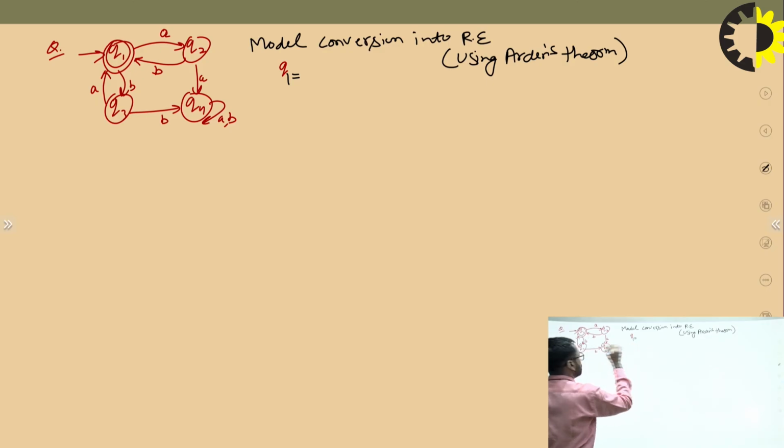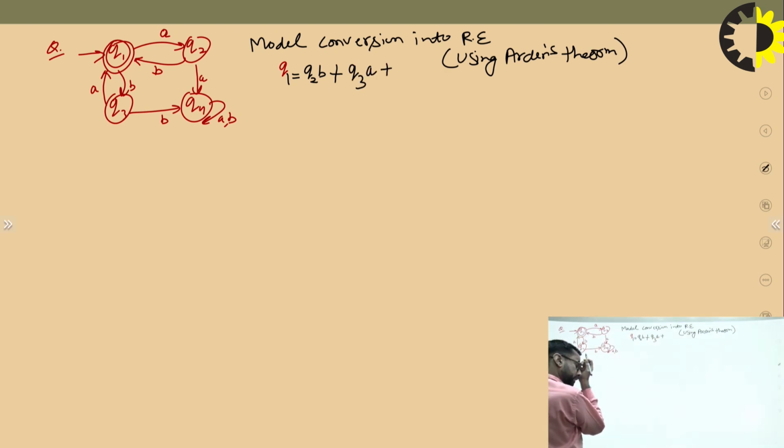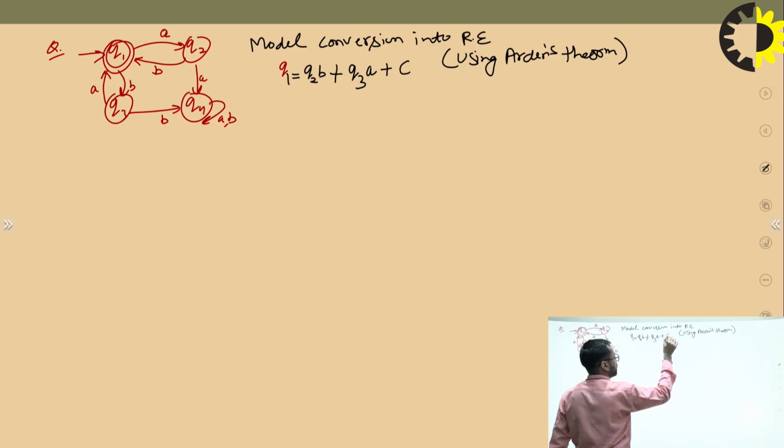We will calculate Q1 from Q2 and Q3. From Q2 it is Q2B, because Q1 is reached from Q2 by the input symbol B. So we write down Q2B plus, from Q3 it is Q3A, because from Q3 after the input symbol A, it goes to Q1. So we write down Q3A, and since it is the initial state, we also write down epsilon.